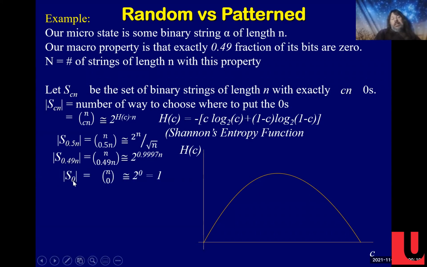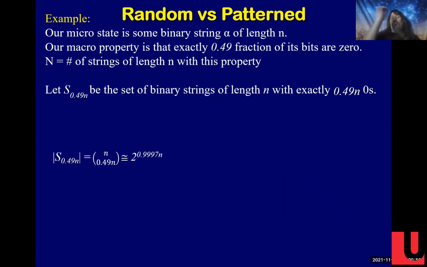If C is 0, how many strings have 0 zeros? There's only one, the string that has all ones. That's why if C is 0 or C is 1, H of 0 and H of 1 are both 0. Everybody kind of follow this? Anyway, we're focused on this right here.